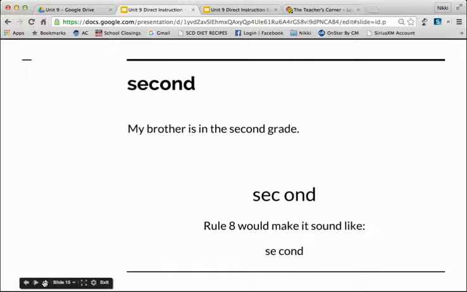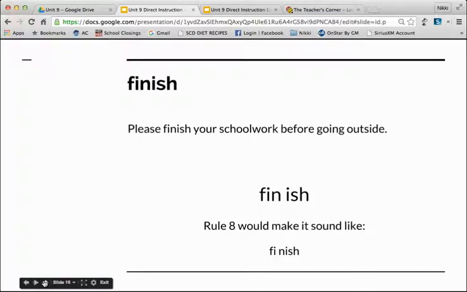Wagon. Second. My brother is in the 2nd grade. Second. If we did it like Rule 8, it would say "see-cond." That doesn't sound familiar. So we break it after the consonant and make the first vowel short. Second. Finish. Please finish your schoolwork before going outside. Finish. Rule 8 would make it sound like "fine-ish." Well, that's not a word we know, so we separate it after the consonant and make the first vowel short. Finish.